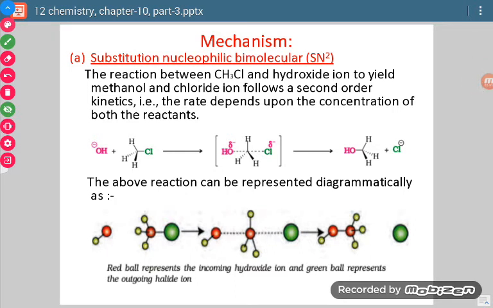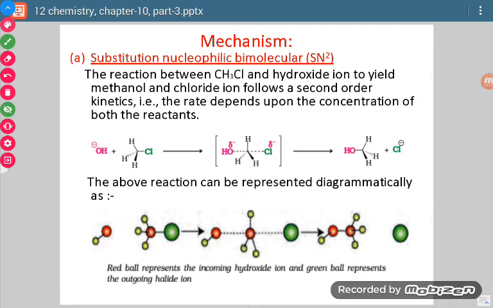Okay, now let us start with the mechanism. As we told earlier, there are two types of mechanisms. One is SN2 and the other is SN1. Let us first discuss the SN2 mechanism. SN stands for nucleophilic substitution reaction and 2 stands for bimolecular reaction, or in other words, nucleophilic substitution reactions which follow second order. Now, which type of reactions of alkyl halides will follow the SN2 mechanism?